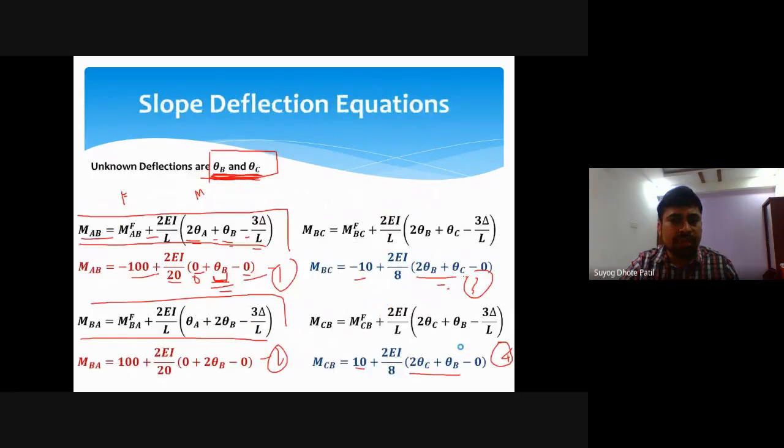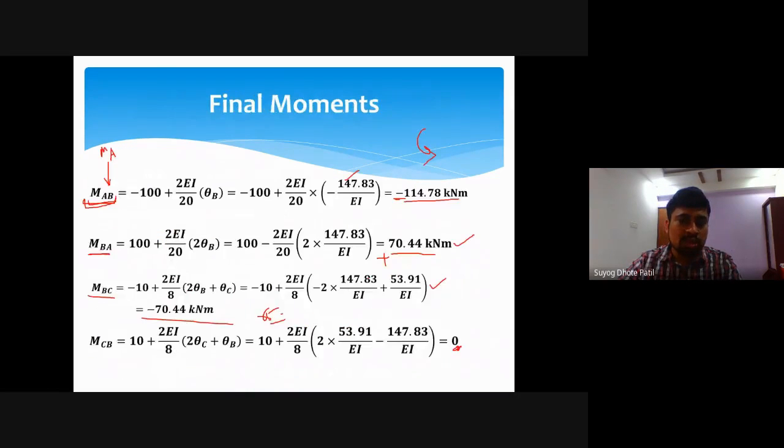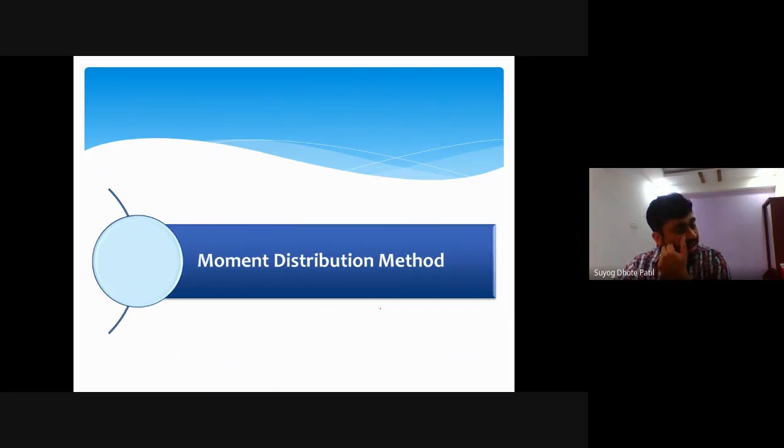It is a continuous beam problem with two spans, three supports, where one support is fixed and two supports are hinged. We have calculated two unknowns, that is, rotation at B and rotation at C. This is a simple continuous beam problem we have solved, and we have verified also that the solution we have calculated is fine, it is okay, it is true. Next, it is the last method.